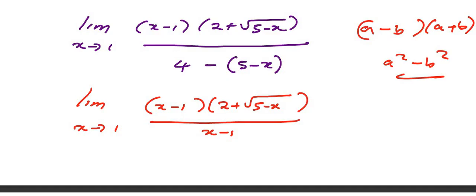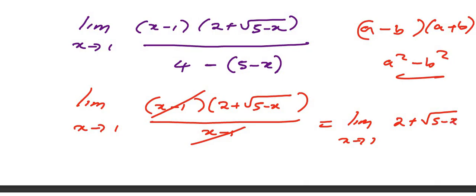So you're able to see that this part and this part will cancel, leaving us with the limit as x approaches 1 of 2 root of 5 minus x. 2 plus 5 minus 1, this is a 4 this side. So root of 4, that's a 2. So the answer here is just 4. That's our outcome. So the limit as we approach 1 of this expression, the answer is simply going to be 4. That's what we have.